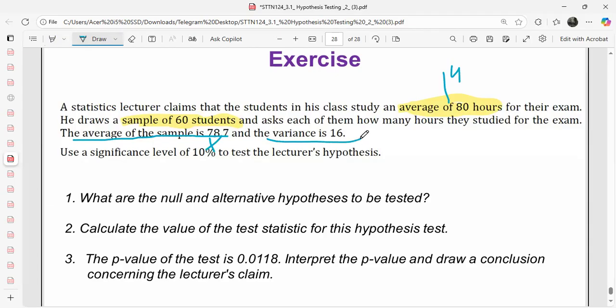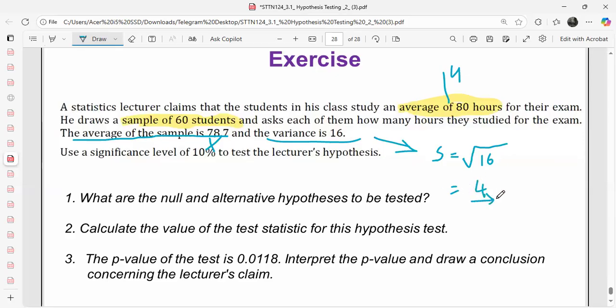And then the variance is 16. Since you're given the variance, you need to convert this to a standard deviation. For you to get the standard deviation, you need to take the square root of the variance, which is the square root of 16. To get the standard deviation, you will get 4. So the standard deviation will be equal to 4.